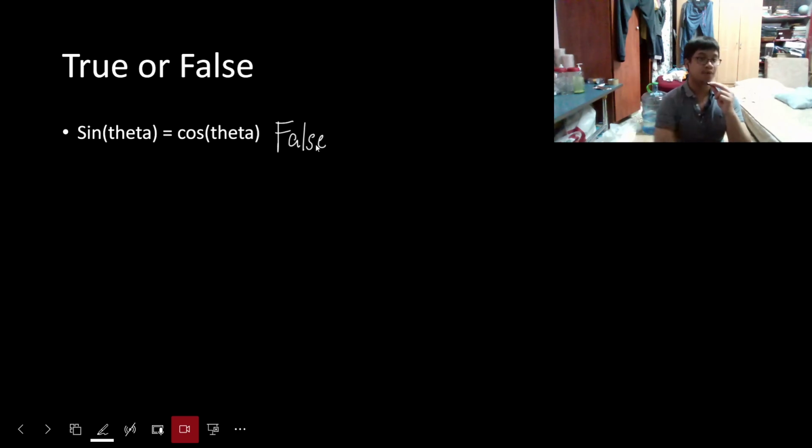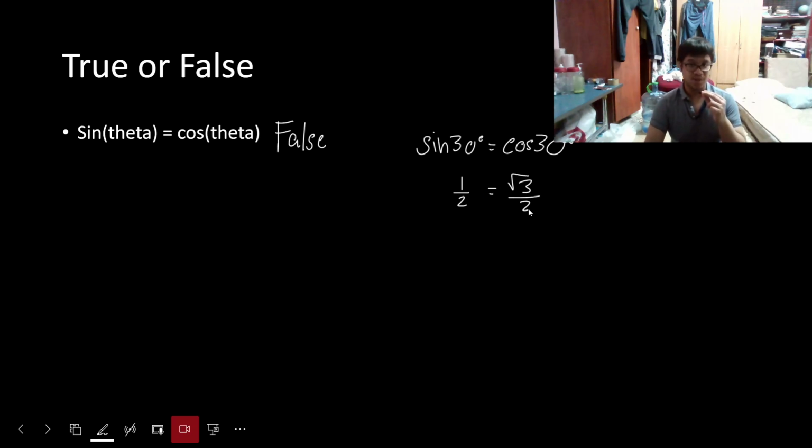Let me give an example. Sine of 30 degrees, cosine of 30 degrees. What is sine of 30 degrees? We all know that sine of 30 degrees is 1/2. For cosine of 30 degrees, however, this is square root of 3 all over 2. So you can clearly see the difference between the two. They are not the same.